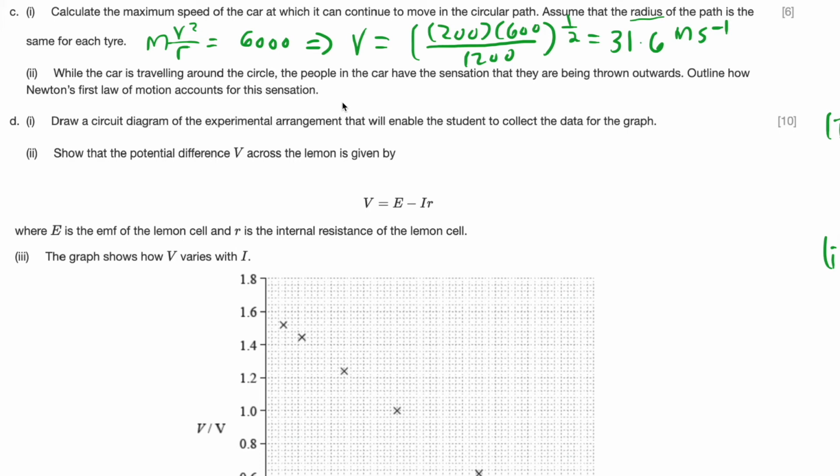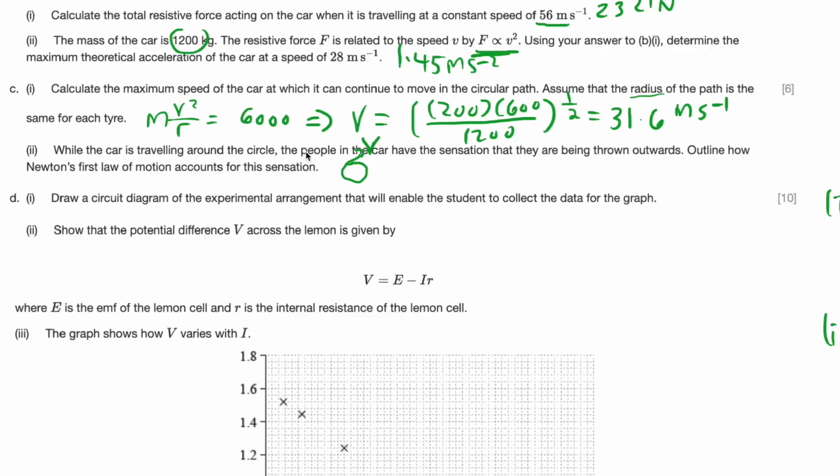And then why do people in the car feel like they're being thrown? It is because of inertia, right? So in circular motion here, the velocity is v. The people in the car tend to continue their motion because of inertia, but the velocity is constantly changing direction. So this is why people feel like they're being thrown out of the car.